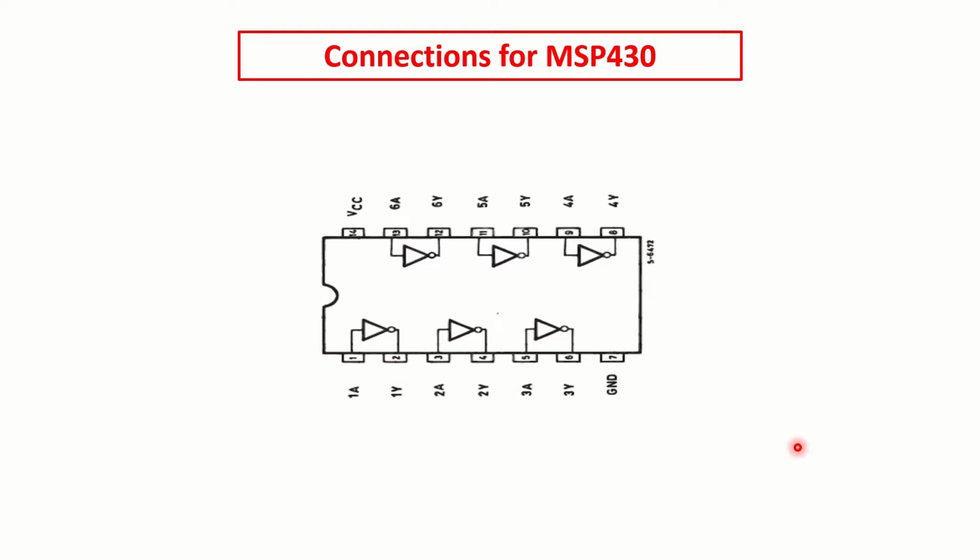In this slide you can see the connections to the MSP430. First, we'll connect the VCC to the 3.3 volt pin of the launchpad and the ground to the ground pin on the launchpad. Unfortunately, the first 2 NOT gates of the IC that I'm using are not working, so I checked it and they are always giving high output regardless of the input, so I won't be using them.